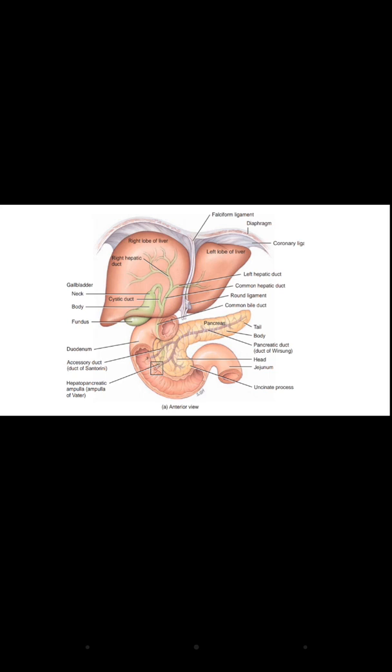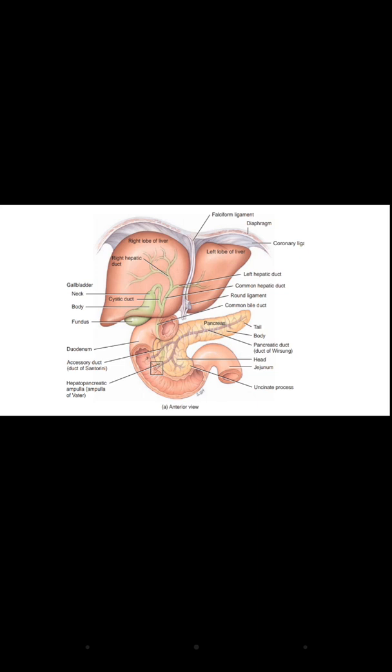This diagram is showing the ducts. So you can see here the pancreas has 2 types of ducts, accessory duct and the pancreatic duct. The accessory duct is also known as duct of Santorini, while the pancreatic duct is also known as duct of Wirsung.